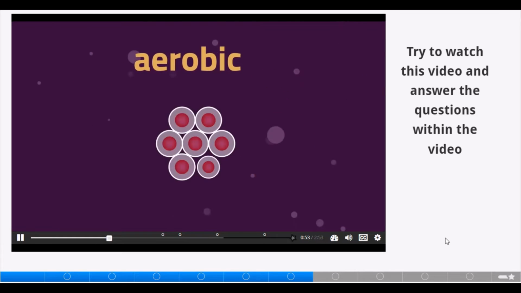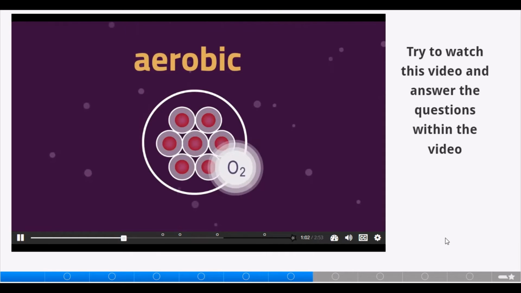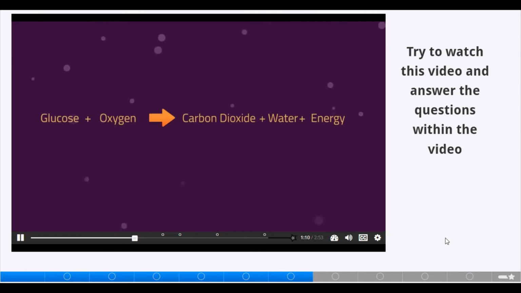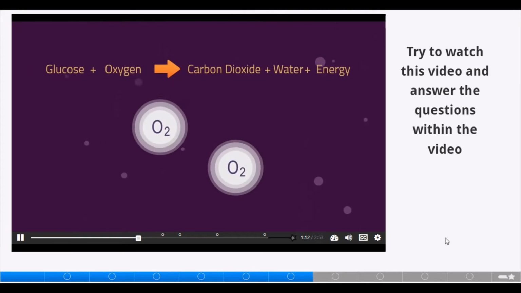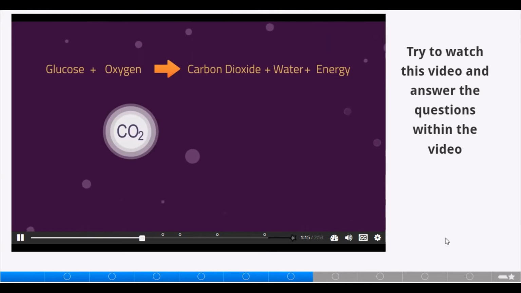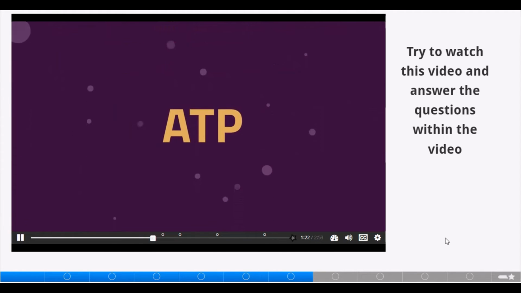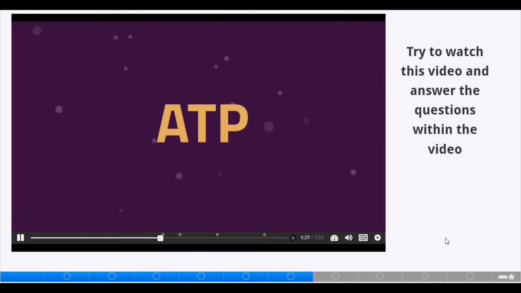Let's start by looking at aerobic respiration. Aerobic respiration releases energy in cells by breaking down food substances whilst in the presence of oxygen. It is represented by this simplified equation. But don't forget the energy which is released. Glucose is broken down by oxygen to release the byproducts of carbon dioxide and water. Energy is released, which is then used to make a special energy molecule called ATP. ATP is how energy is stored for later use by the body.